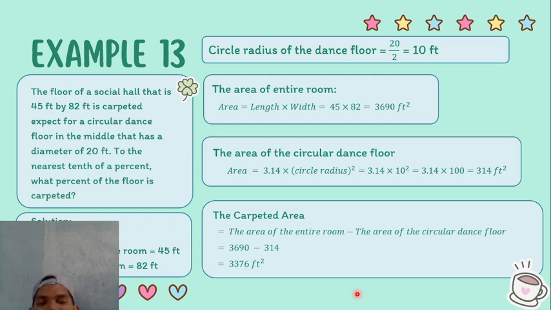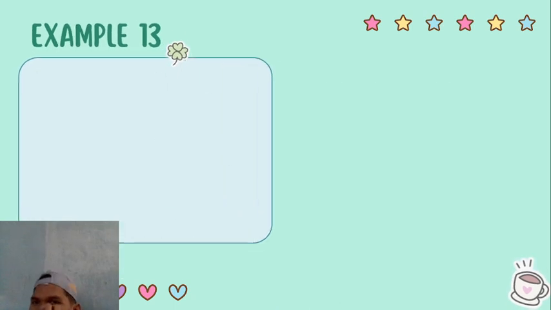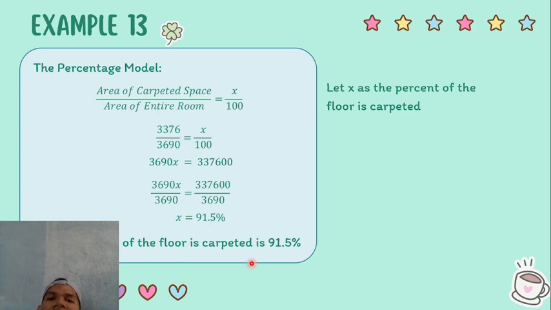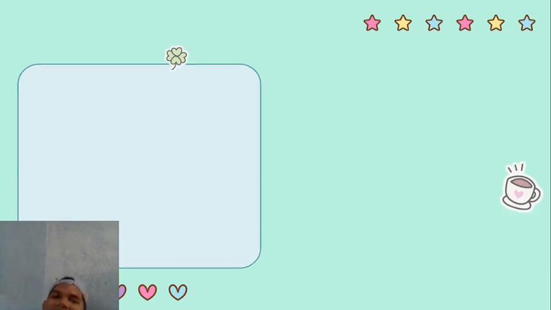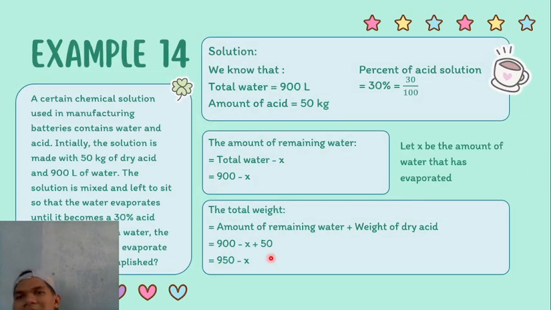The carpeted area is the area of the entire room minus the area of the circular dance floor, which equals 3,376 square feet. Next, the percentage model is area of carpeted space divided by area of entire room equals x divided by 100. Let x be the percent of the floor that is carpeted. Substituting the values, we get x is 91.5%. So the percent of the floor that is carpeted is 91.5%.